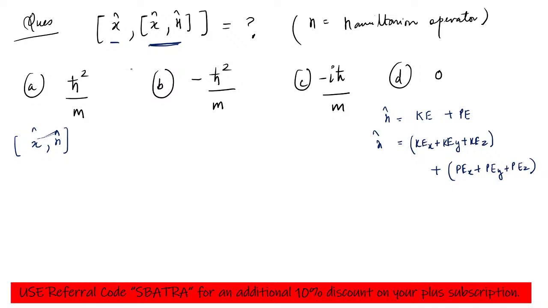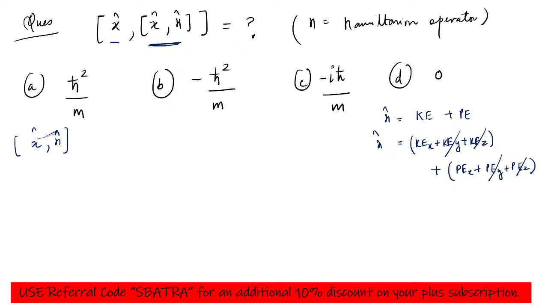Now what we have to see here is that we just have to operate this Hamiltonian operator with X position, not with Y and Z position. So I can ignore these two parts and these two parts. I think this makes sense to all of you, why we are ignoring kinetic energy in Y direction, kinetic energy in Z direction, potential energy in Y direction and potential energy in Z direction. So basically we can ignore these four quantities. Why?